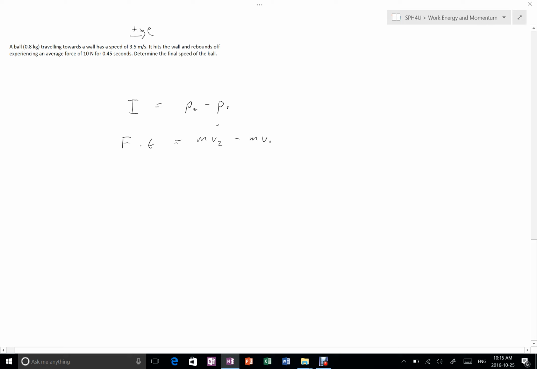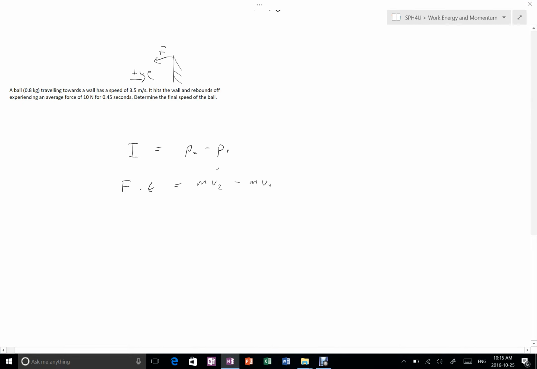So then the force, let's say here's the wall. When the ball hits the wall, the force that the ball would apply is in the opposite direction, so that's going to be a negative. So I've got negative 10 times my 0.45 is equal to my mass, 0.8 times V2, minus 0.8 times 3.5, so negative 4.5 is equal to 0.8 V2 minus 0.8 times 3.5, and the negative 2.5 over here.